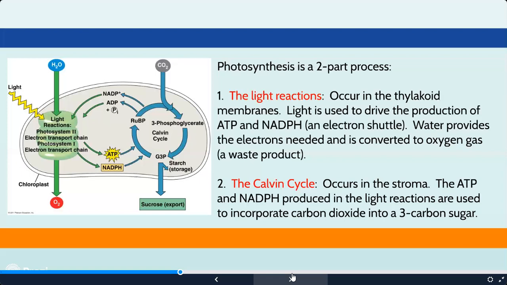But in the Calvin cycle, the ATP that was made prior and the NADPH, which is a high energy electron carrier, just like NADH, are then used to make sugar, to convert carbon dioxide from the air into a sugar. This is called carbon fixation.